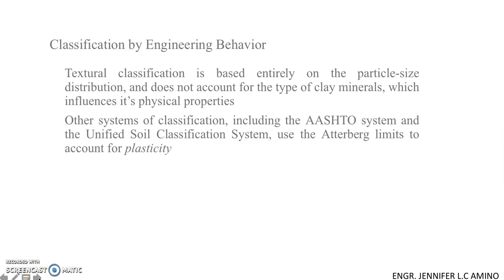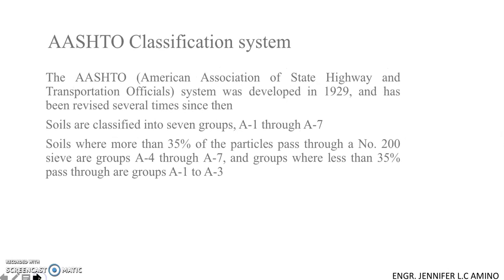Okay, let's continue our discussion on classification by engineering behavior. As mentioned, we have two classification systems. One of those is the AASHTO classification system, or what we call the American Association of State Highway and Transportation Officials. This system was developed in 1929 and has been revised several times since then. The AASHTO classification system is divided into 7 groups from A-1 to A-7.